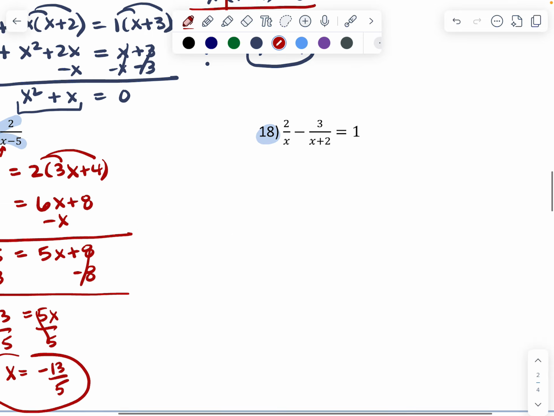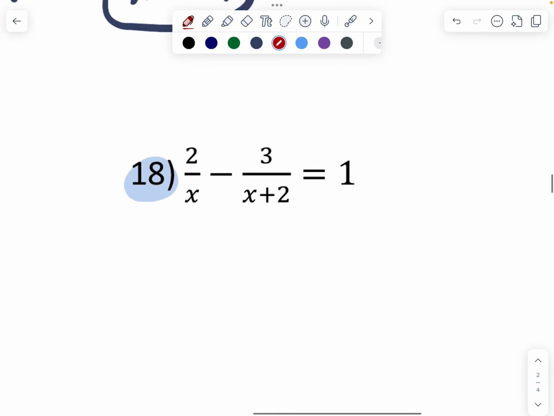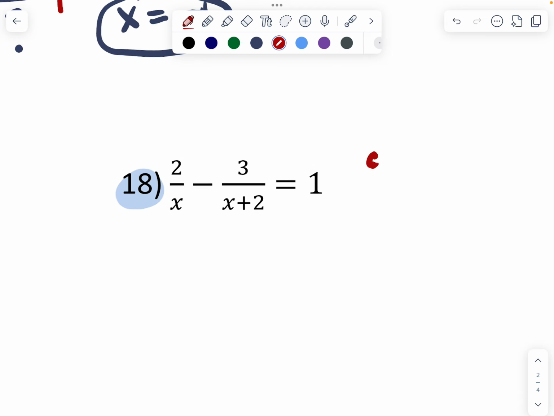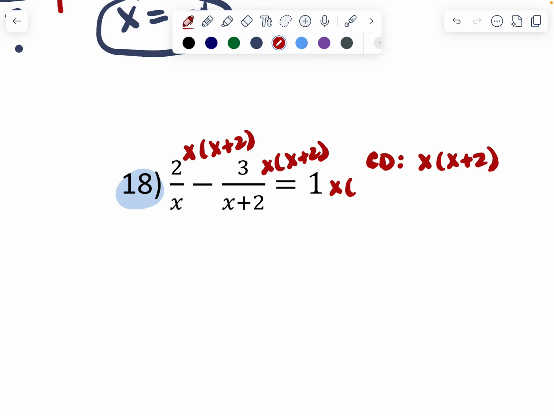Okay, number 18. Oh, I don't like these denominators. Let's find a common one. So the common denominator here, they have nothing in common, by the way. So the common denominator is just going to be x times x plus 2. If you can't figure out what the common denominator is, just multiply the 2 denominators together. So let's multiply this by x times x plus 2, this by x times x plus 2, and this by x times x plus 2 as well. Every single term has to have it, okay?